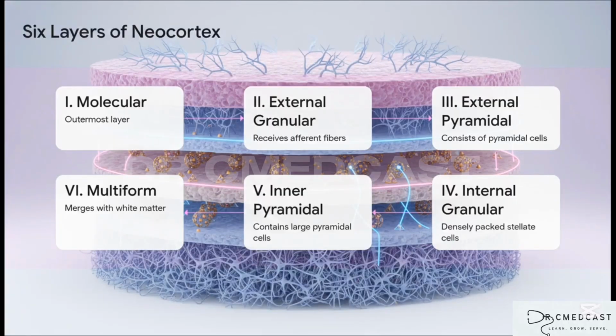From the outermost layer, the molecular layer, down to the deepest, the multiform layer. Each of these 6 levels has a unique mix of cell types and connections. You can think of it as a vertical processing unit. Some layers act as the main inbox, receiving signals, while other layers are the outbox, sending out commands. This layered structure creates an unbelievably sophisticated circuit for processing information.